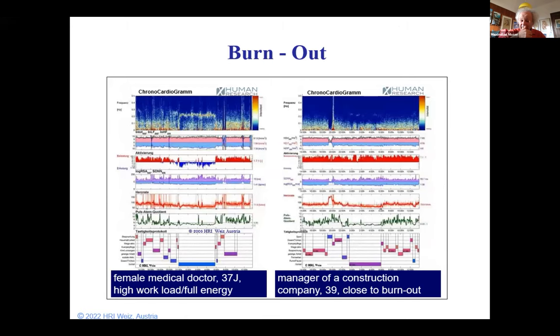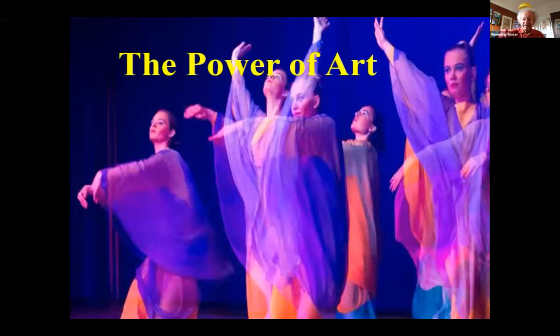Now, if you look at what is connected to burnout, you have here an example of a female medical doctor. She's 37 years old, has a high workload, but at the same time full energy. And you see on the other side of the picture a manager of a construction company, 39 years old, close to burnout. You can immediately see that the difference is especially in the night. You have almost no vagal activity during the night in this manager and very strong in the female medical doctor, which means that this is the source of her energy, that she has the possibility to recreate during the night.